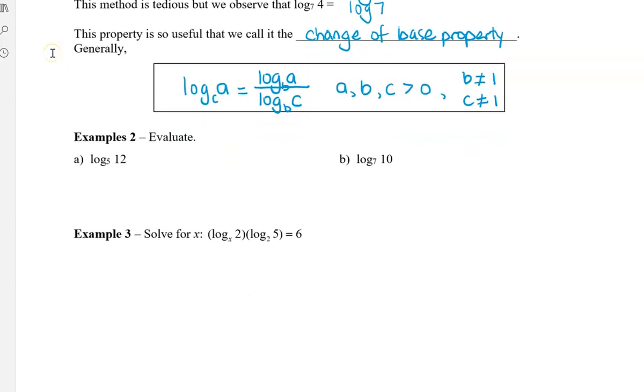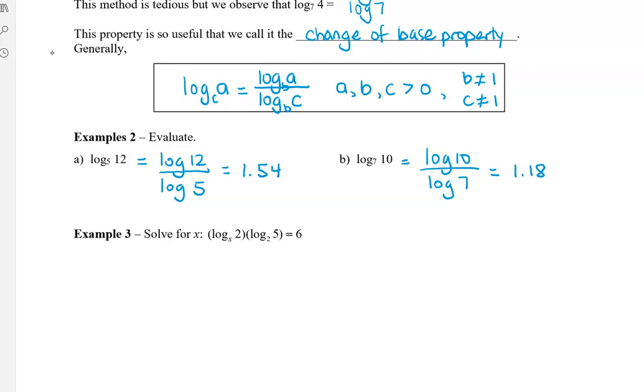So if someone asks you to evaluate, let's say, log 12 with a base of 5, to type that into your calculator, you're going to go log 12 divided by log 5. And you just type that out on your calculator. There's no mode to change, and you'll get 1.54. Same thing here, you can go log 10 divided by log 7, and you type that out, and you get 1.18.